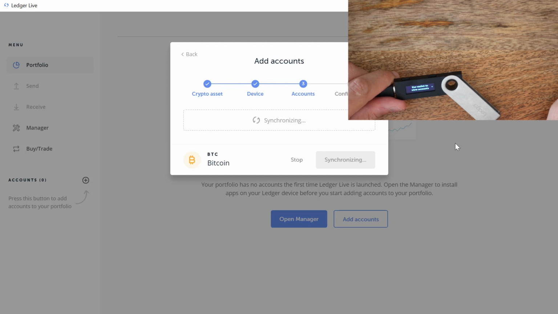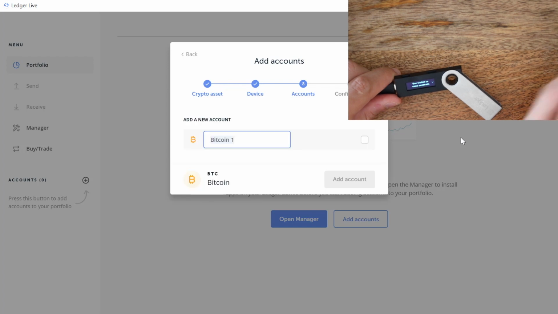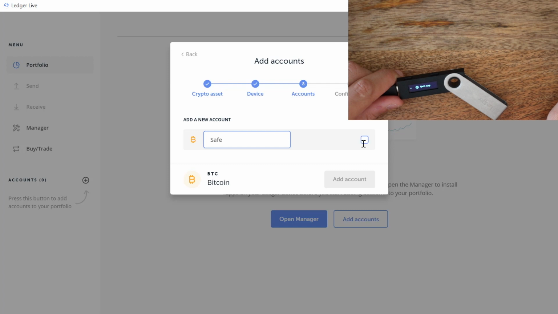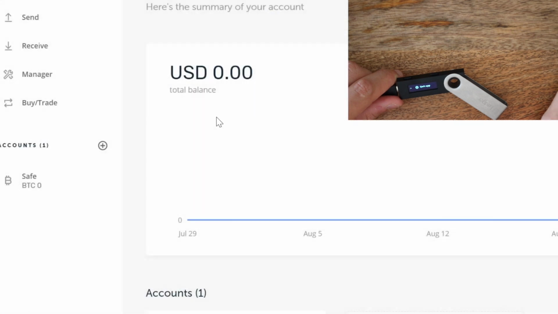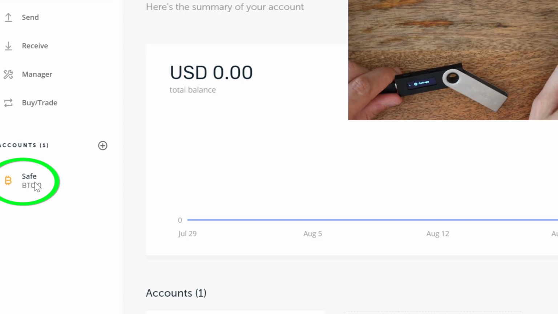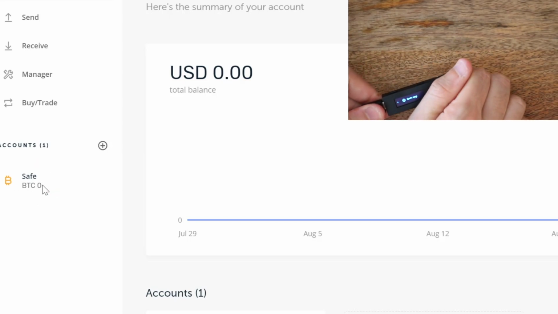Okay. And it's synchronizing. And I'm going to label this one as Safe, or actually rather, yeah, I'll leave it as Safe. So I'm going to add that account, add account. Okay, done. Okay, I've got zero BTC in here. So now, remember, this is our 25th word protected one. Okay, so now I have my other Bitcoin.